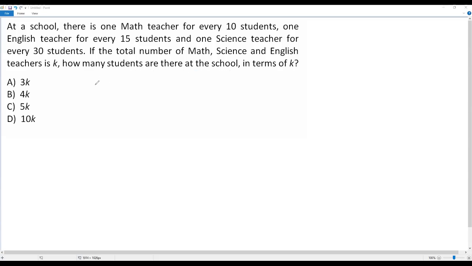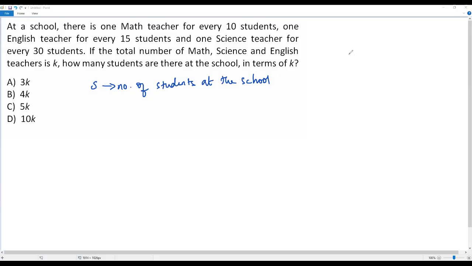Since we have to find the number of students at the school, let me assume S as the number of students at the school. Okay, now let me write it over here. Since we have assumed S as the number of students at the school, we have to find the value of S in terms of K. So for that, we have to find the number of teachers in each category. That is, the number of math teachers, English teachers, and science teachers for this S number of students.